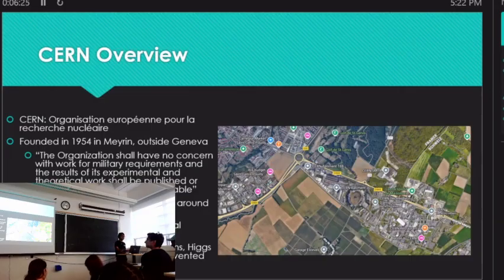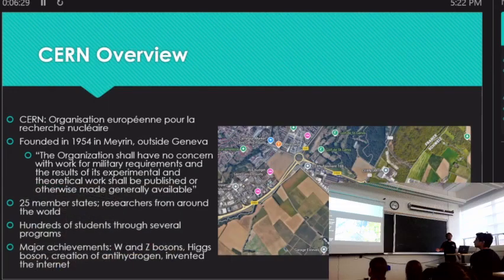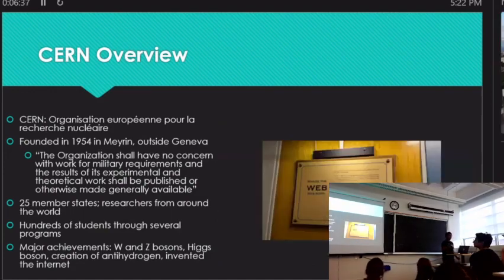But so the major achievements include lots of things, but the discovery of the W and Z bosons, the Higgs boson in 2012, which is very famous and why they created the biggest accelerator there. They first created antihydrogen, and they invented the internet, or the protocols of the World Wide Web, which is commemorated in this plaque.